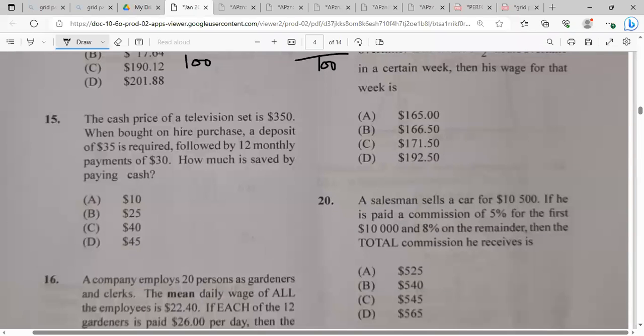All right, the cash price of a television set is $350. When bought on hire purchase, a deposit of $35 is required, followed by 12 monthly payments of $30. So 12 months gives us 360. Add this, and we pay a total hire purchase price of $395. How much is saved by paying cash? Cash was $350, so we subtract, which is 45. So that would be $45.